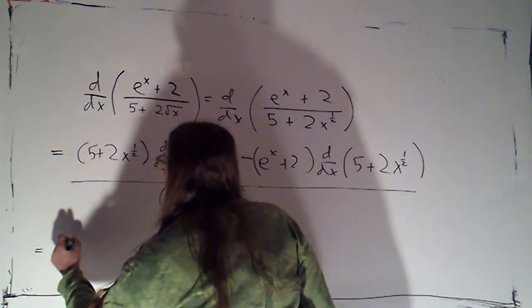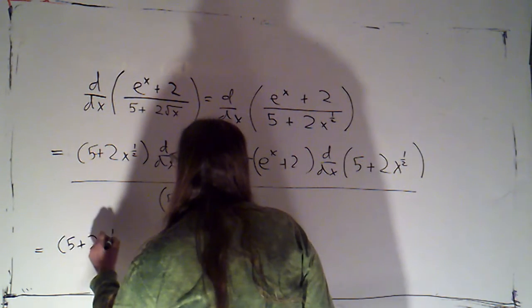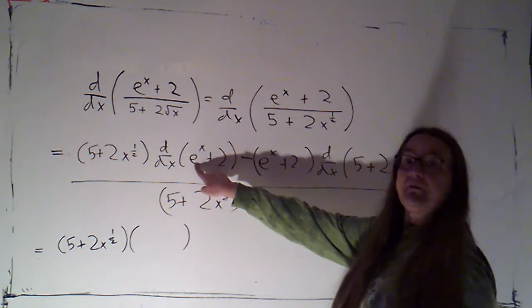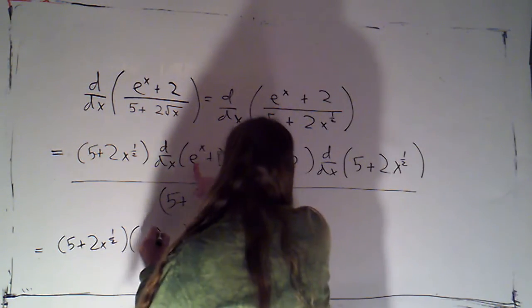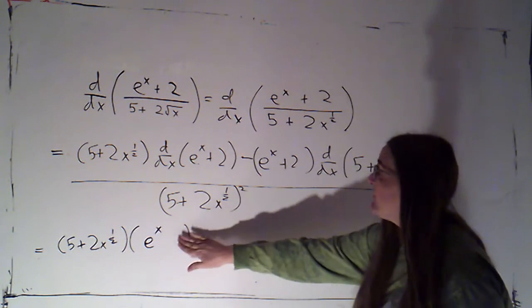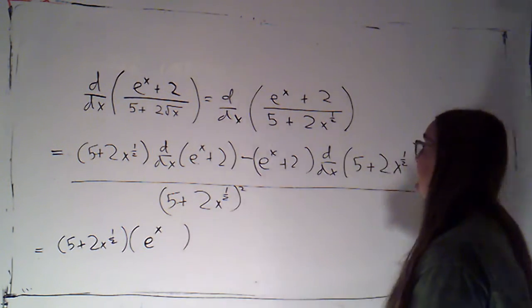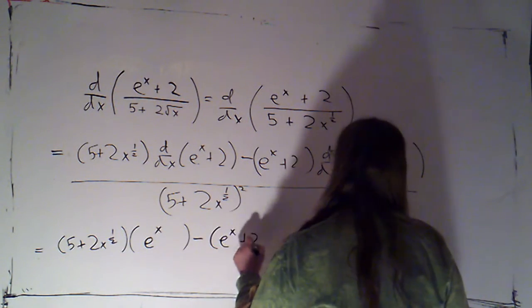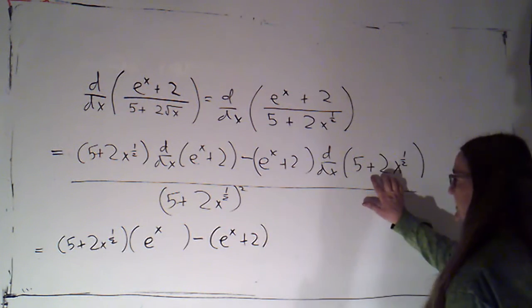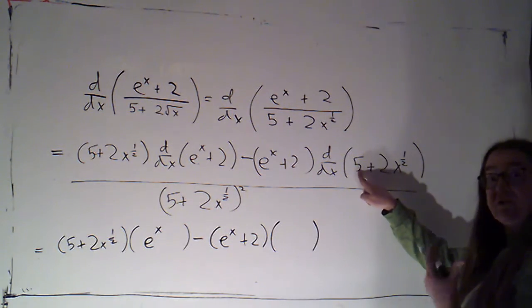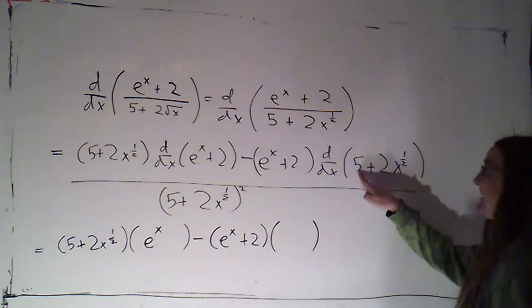So we will have 5 plus 2x to the 1/2 times the derivative here. The derivative of e to the x is just e to the x, and the derivative of 2 is just 0. I'm not even going to write anything. I'm just going to write the e to the x, minus e to the x plus 2 times the derivative that I get here. Now the derivative of 5 is just 0. I'm not going to bother to write anything.